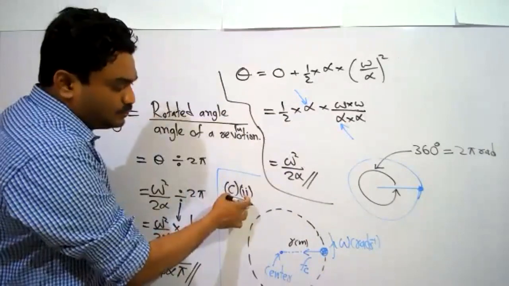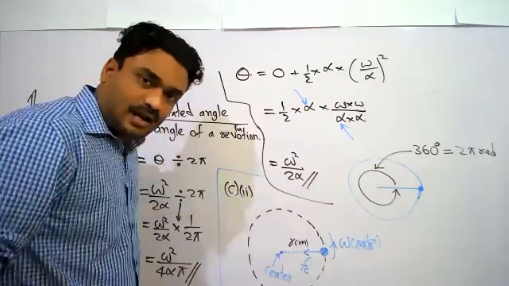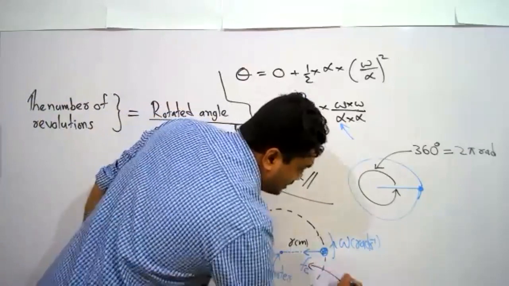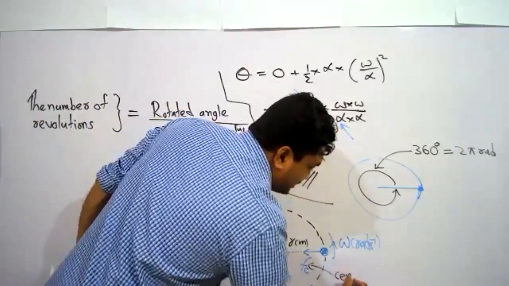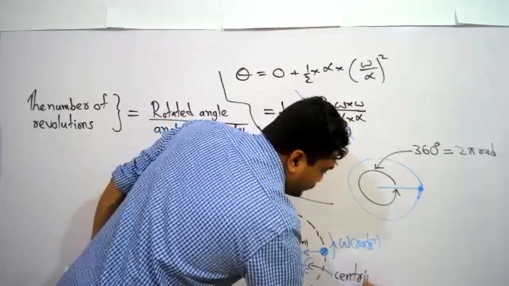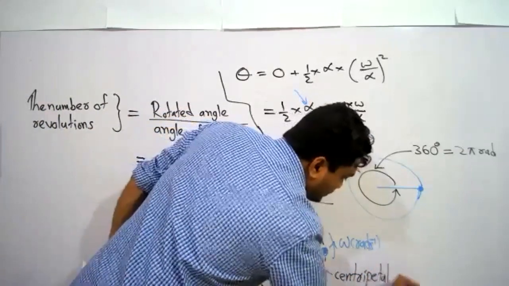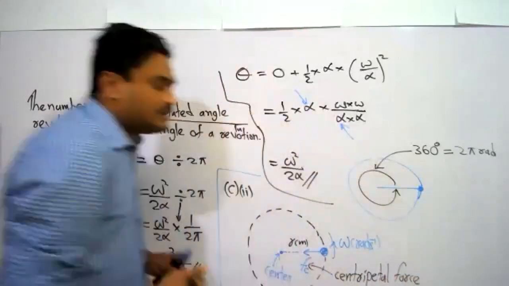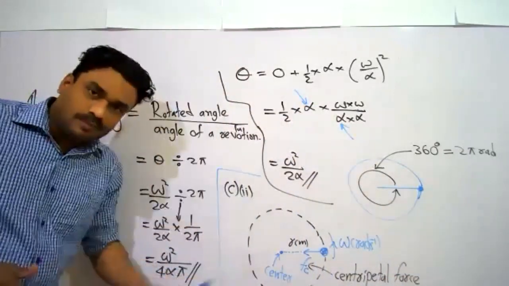But if you draw this figure, it will be very easy for you to understand. Please draw this figure. After that, I'll give you the answers. So Fc is the centripetal force. Complete?